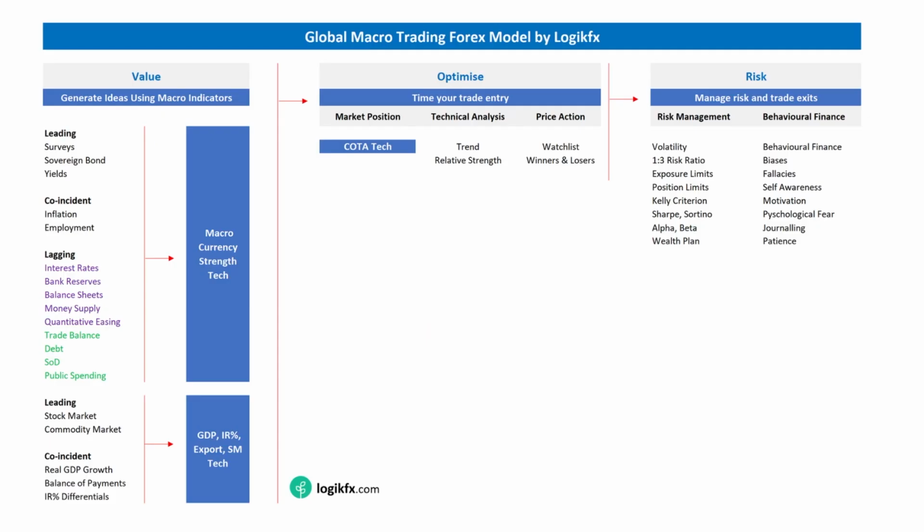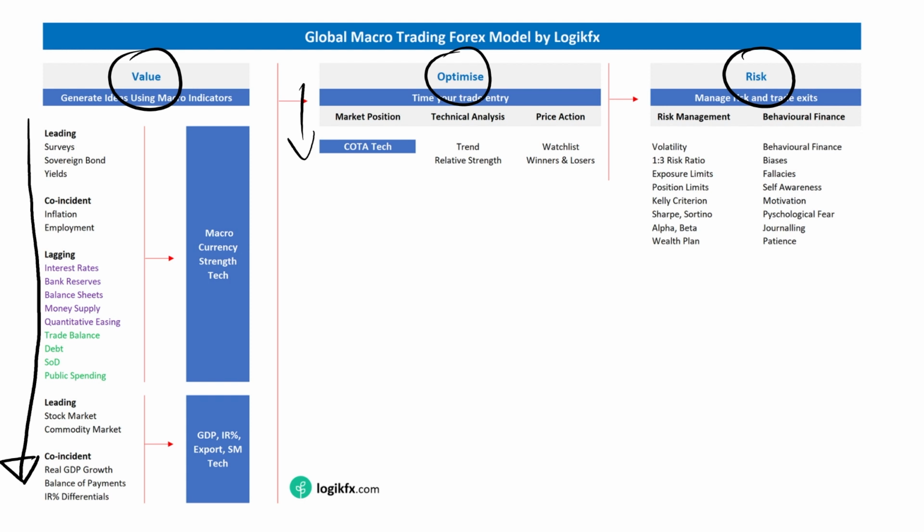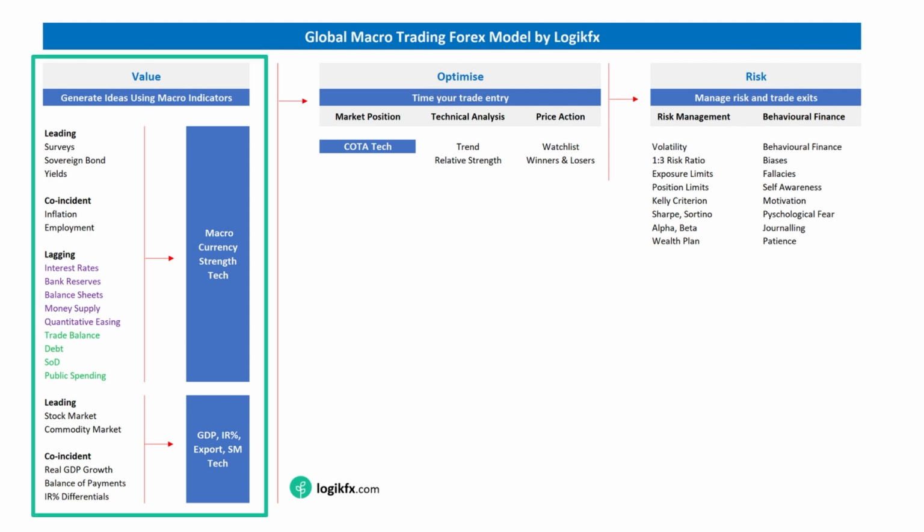Here is a full breakdown of each step in macro trading going left to right. We've got value, optimize, and risk on a horizontal plane. Then below that, we've got all the details of what's included in each section, so you know exactly what you need to analyze. So let's go over the first step, which is value, and break that down for you.